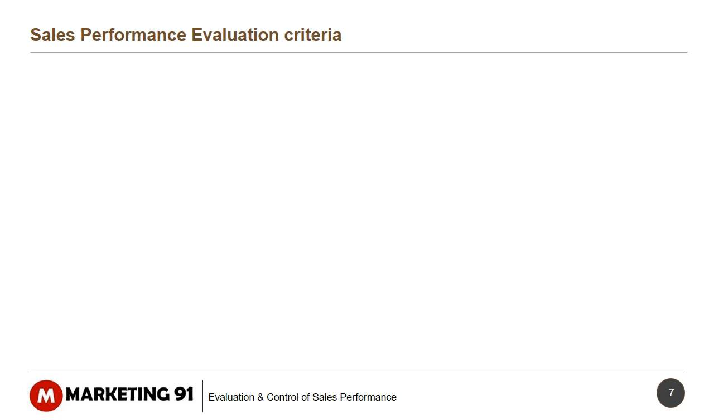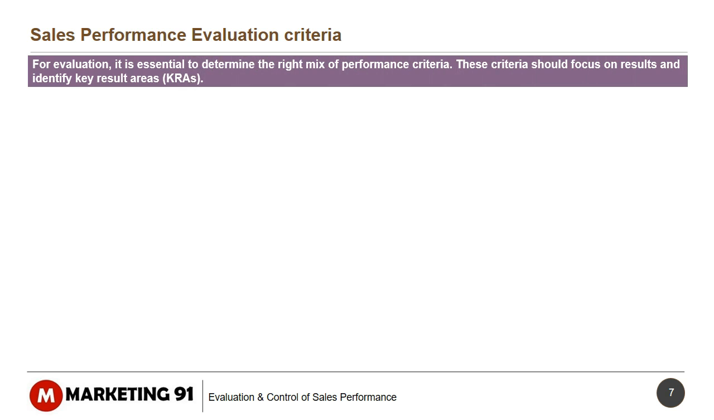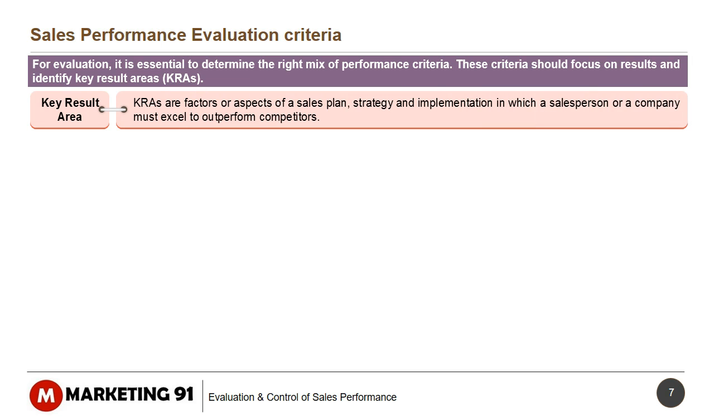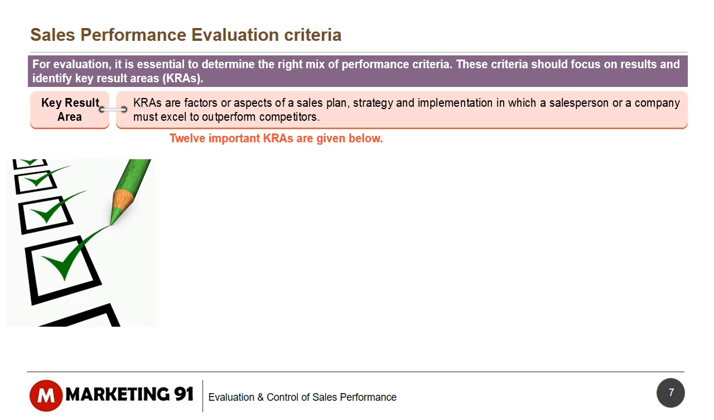Sales performance evaluation criteria. For evaluation, it is essential to determine the right mix of performance criteria. These criteria should focus on results and identify key result areas, or KRAs. KRAs are factors or aspects of a sales plan, strategy, and implementation in which a salesperson or a company must excel to outperform competitors. Twelve important KRAs are given below.